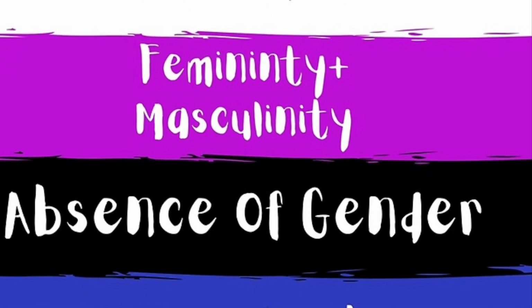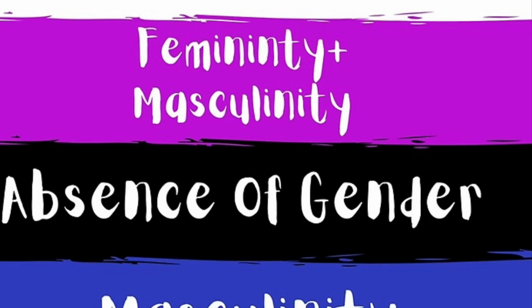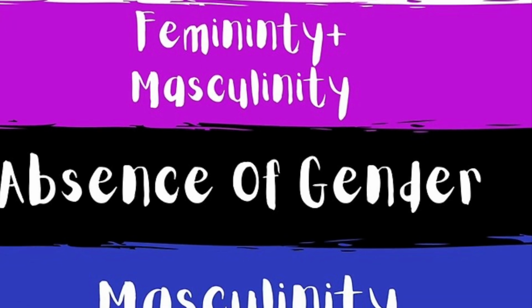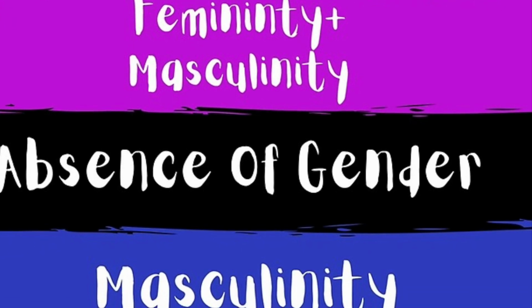The top one is pink and represents femininity. The second stripe is white and represents lack of gender. The third purple stripe represents androgyny. The fourth black stripe represents absence of gender or a wide array of genders, and the bottom blue stripe represents masculinity.